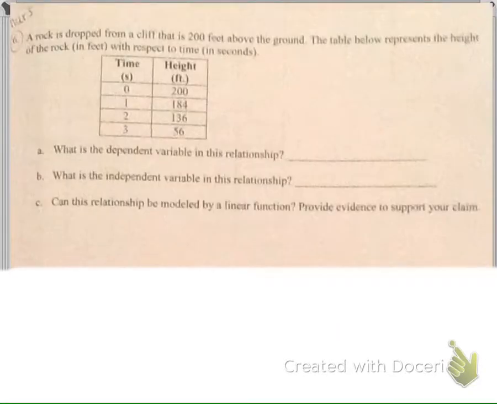Okay, number 6. A rock is dropped from a cliff that is 200 feet above the ground. The table below represents the height of the rock with respect to time. What is the dependent variable? So they give us a table which makes that pretty easy because the dependent is always the y and the independent is always the x. So dependent is height. The height is determined by the time.